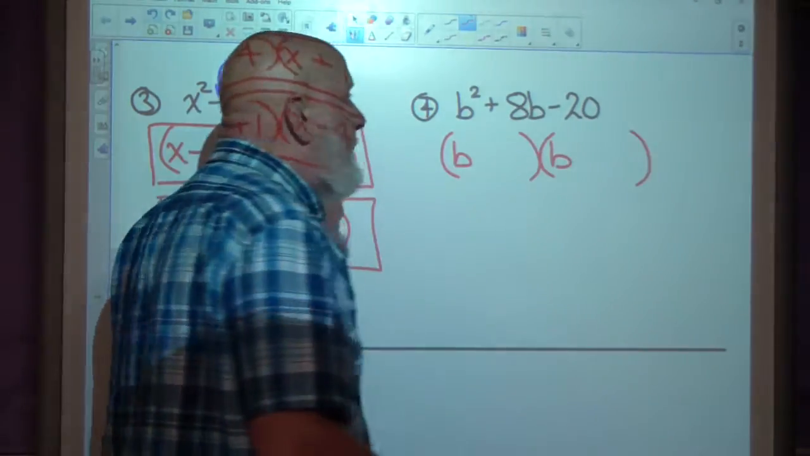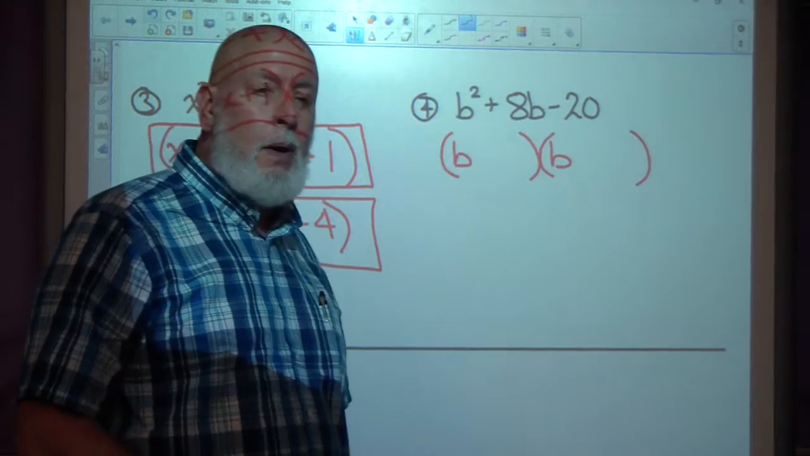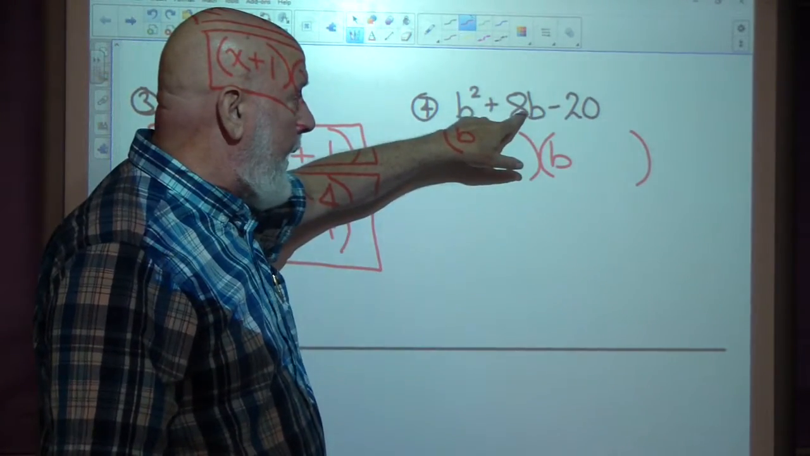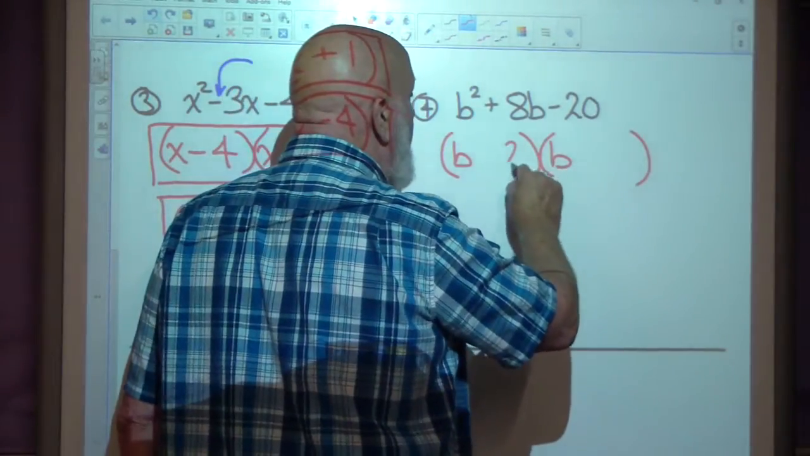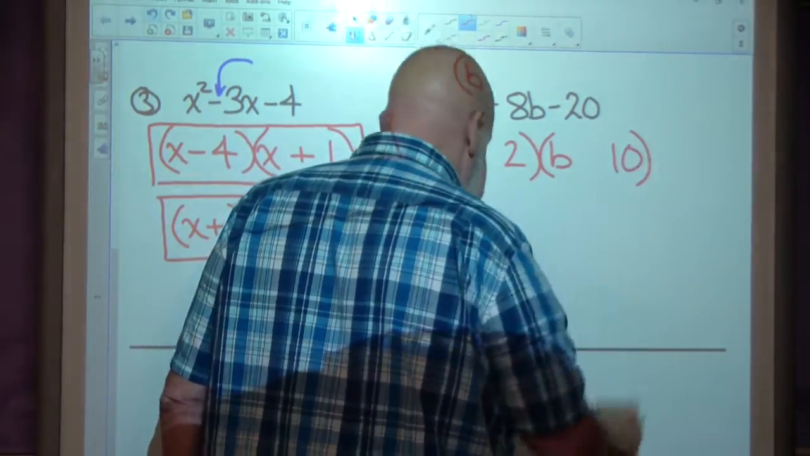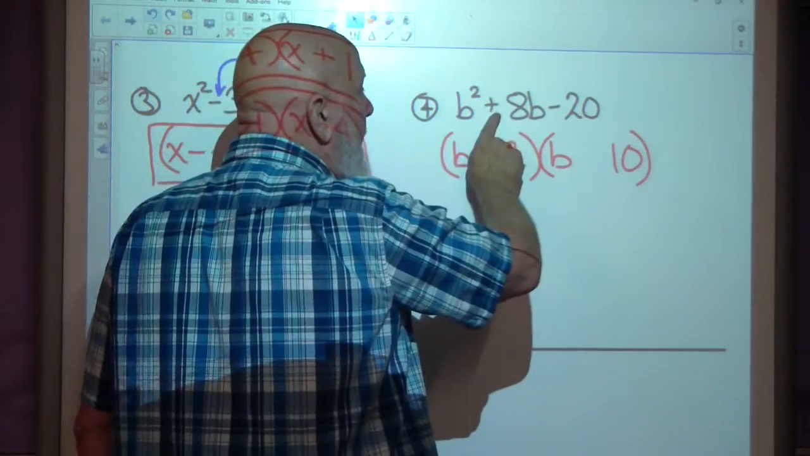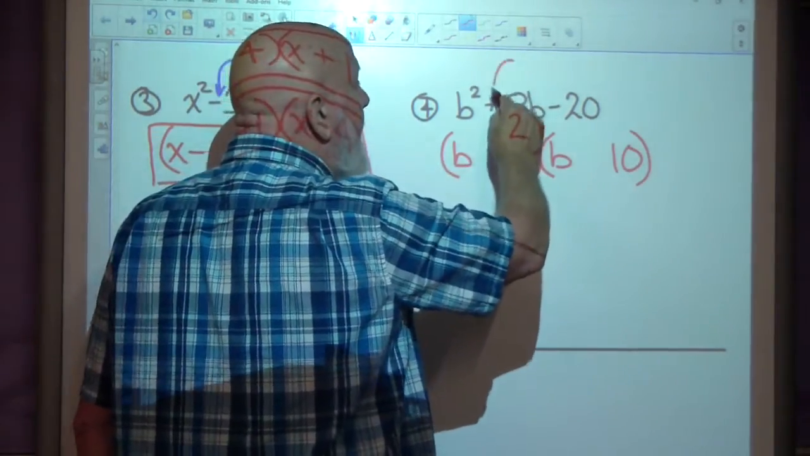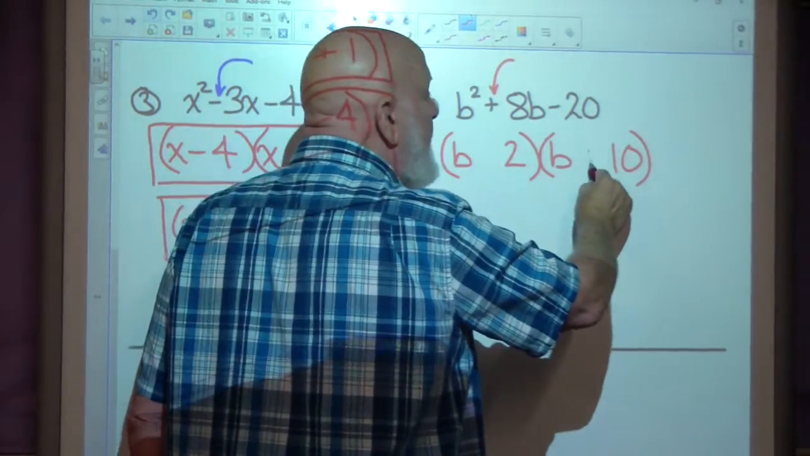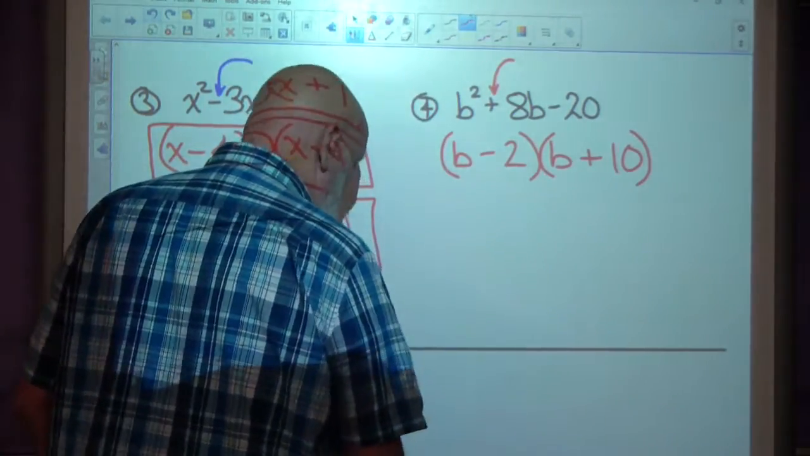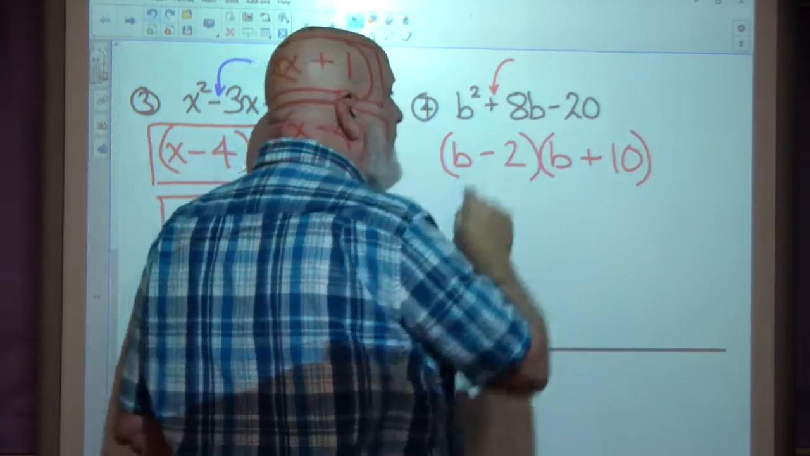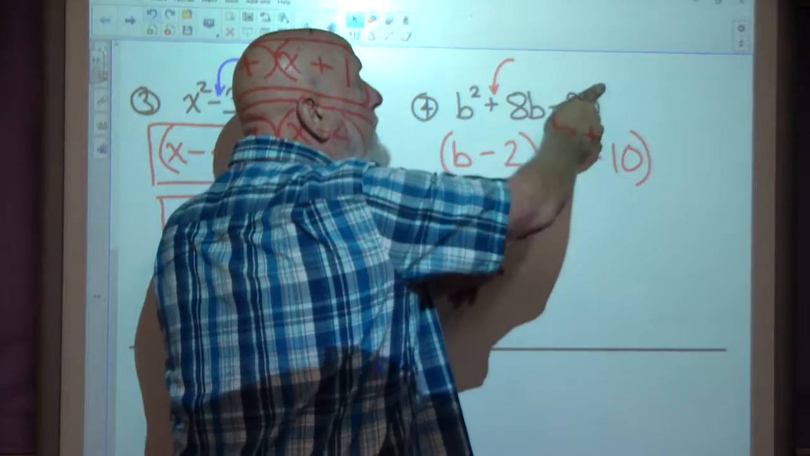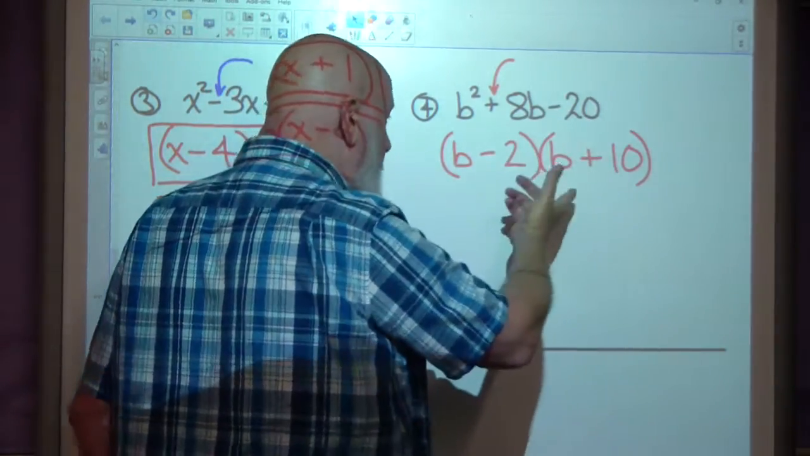Factors of 20 that add up to 8. Well, 1 and 20 won't work. They won't add up to 8. 2 and 10 will add up to 8. So I'm going to try 2 and 10 and see if I can get them to add up to 8 and multiply together to give me negative 20. Well, they'll add up to a positive 8 as long as 10 is positive and 2 is negative. I can add these two together and get positive 8. So far so good. Now I ask myself, can I multiply them together and give me negative 20? And I can. So I'm done.